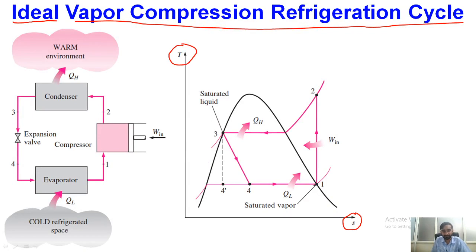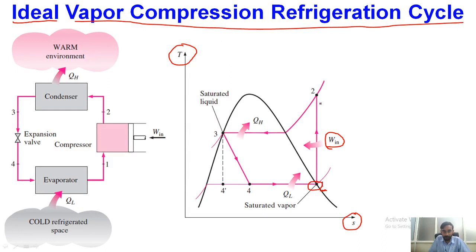So if you see what we have done in this cycle, while doing the evaporation process, instead of limiting ourselves within the liquid-vapor dome, we have designed our evaporator such that we get saturated vapor out of the evaporator. So my point number 1 is a saturated vapor state in our revised cycle. And the 1 to 2 process is where the compression takes place, so this compression process will take some work input.